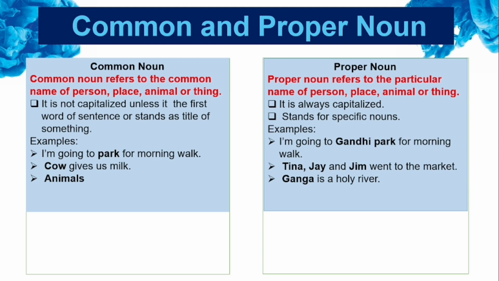Now let's see proper noun. It is completely opposite to common noun, as common nouns are the general names. On the other hand, proper nouns are the particular or specific name of a person, place, animal or thing.